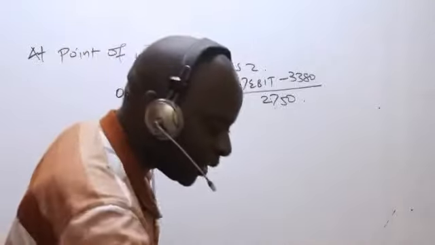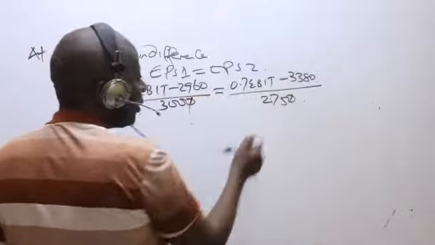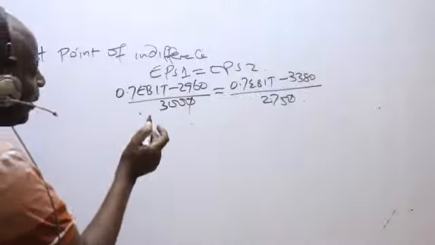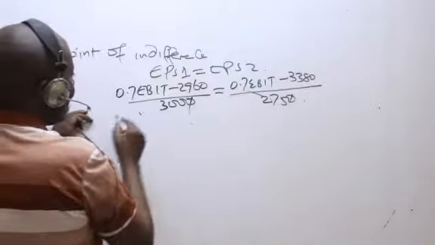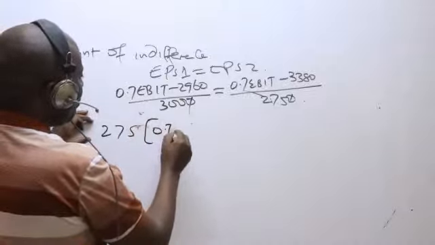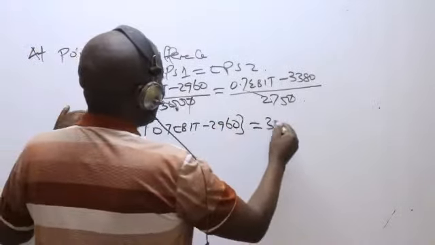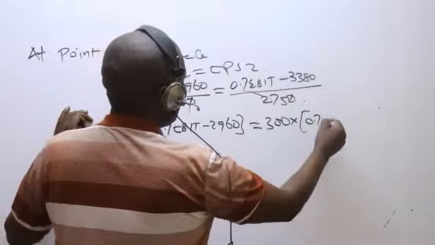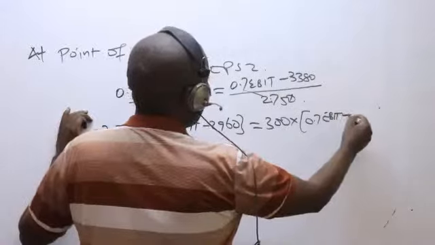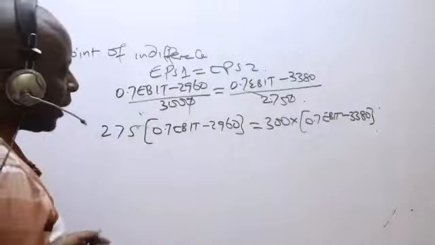Remember, the fewer the zeros I have, the better. If I get an opportunity of canceling, like in the denominator, this 0 and this 0, you can do without canceling them, but whenever you have that opportunity, just cancel them out. So if I cross multiply, this will be 275 into 0.7 EBIT minus 2960 equals 300 times 0.7 EBIT minus that 3380. You can have others without canceling those zeros and then you compare answers.